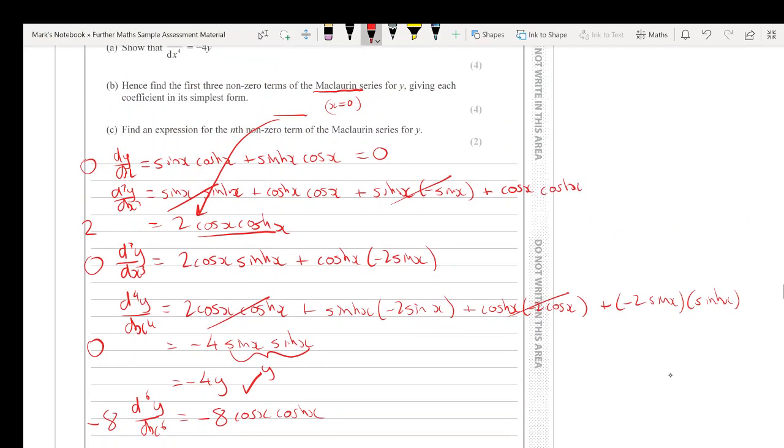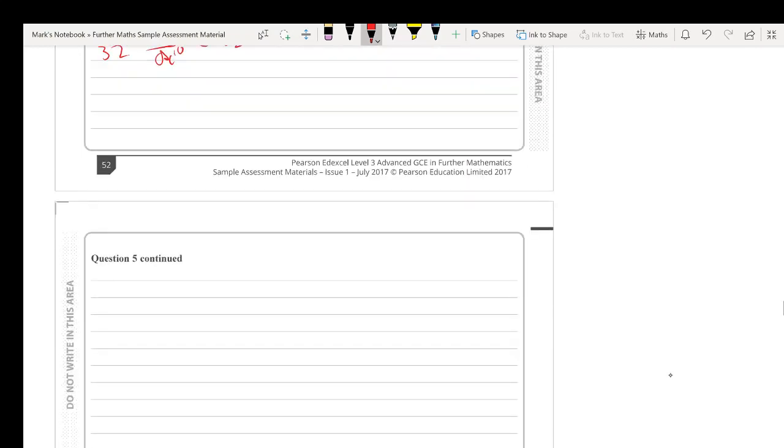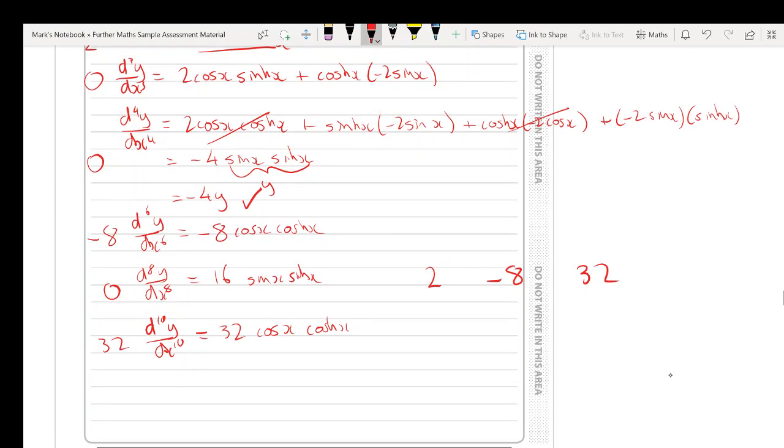So hence find the first 3 non-zero terms. So now we're using the Maclaurin series. Now remember, this one was on the second time of asking. So the Maclaurin series would be y plus dy/dx times x, plus d2y by dx squared times x squared over 2 factorial, and then d3y by dx cubed times x to the 3 over 3 factorial, and you'll be adding all these together.